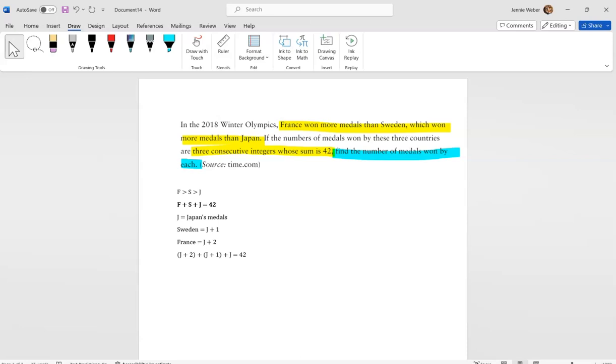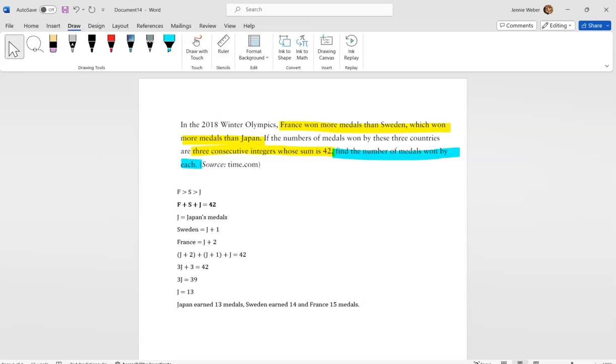Now I'm going to combine all my like terms, right? So I have j plus j plus j, which is 3j. Then I'm going to add up my integers. 2 plus 1 equals 3, equals 42. So then 3j, okay, I'm going to subtract 3 from both sides to get it by itself, so that's 39. And I'm going to divide by 3, which is 13. So then Japan earned 13 medals, which means Sweden earned 14, I have to go up, and France 15 medals.